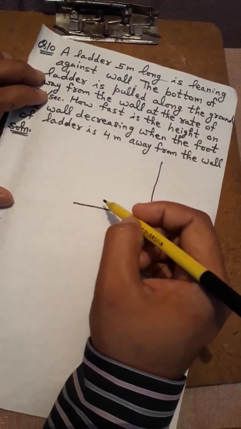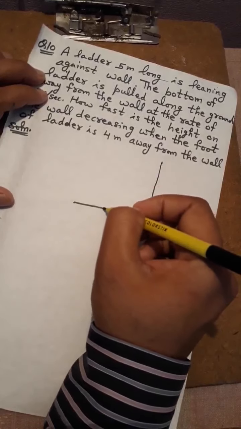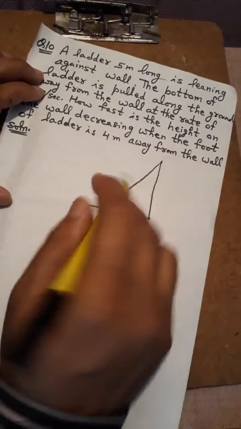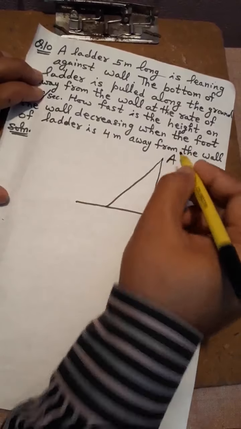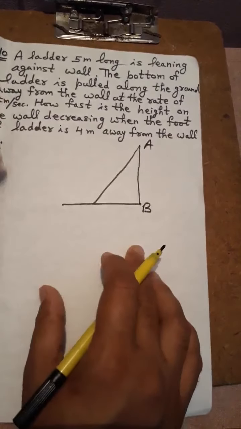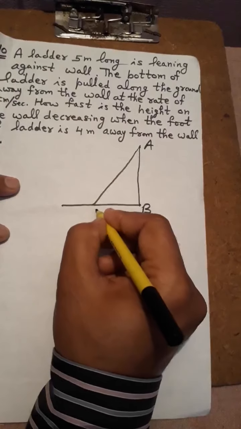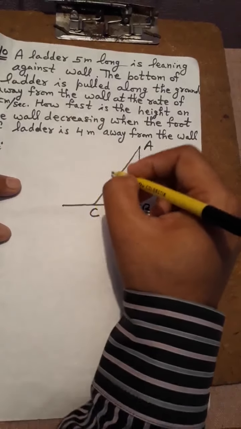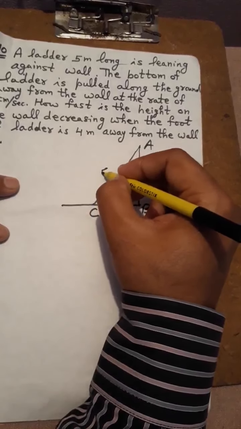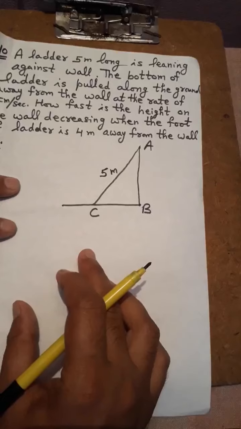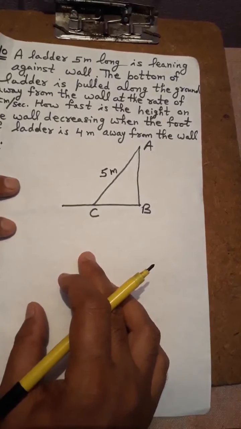Let this be the ladder leaning against the wall. This AB is the wall, right? And this is the ladder. AC is the ladder, and its length is 5 meter, right? Length of the ladder is 5 meter.